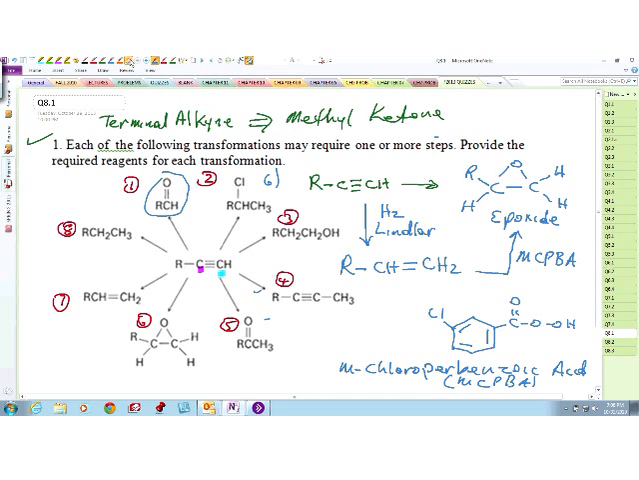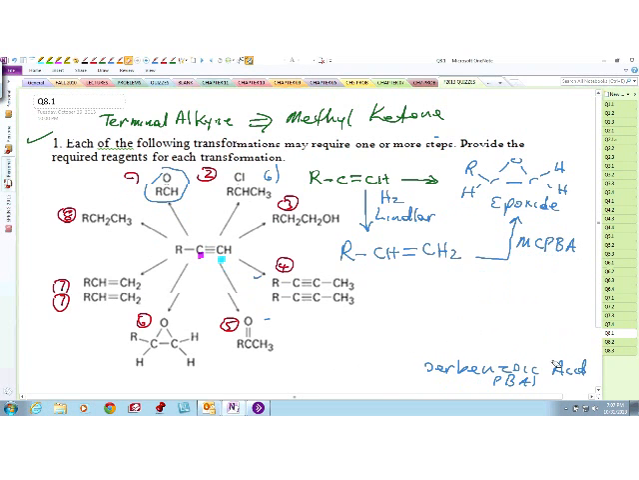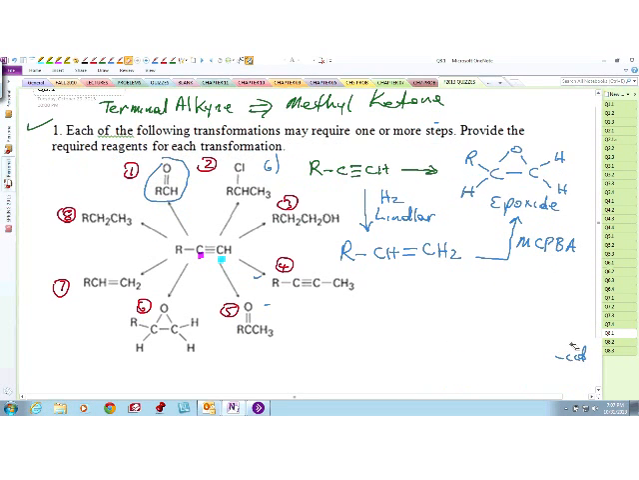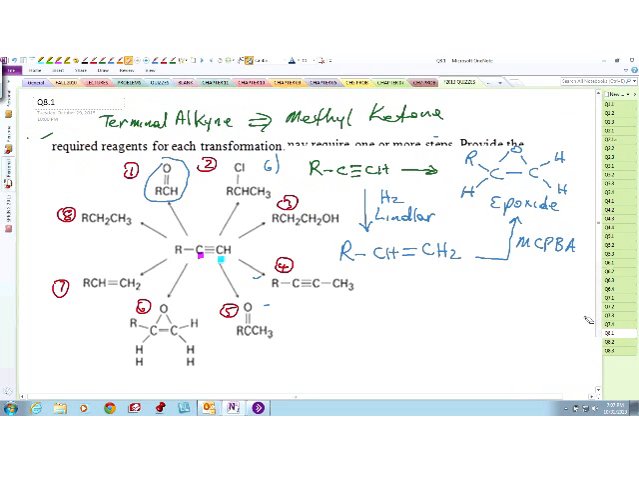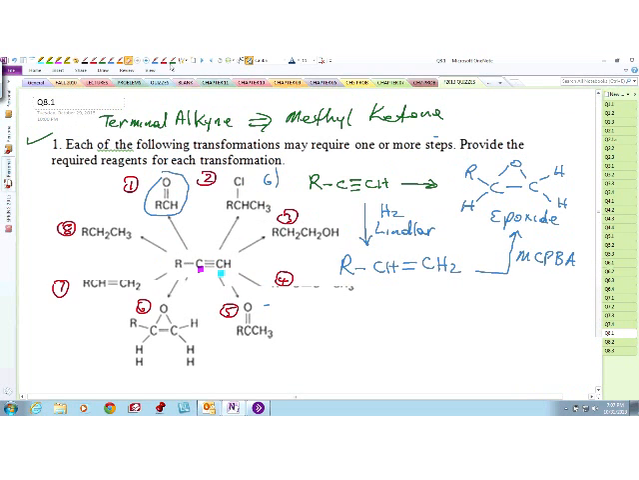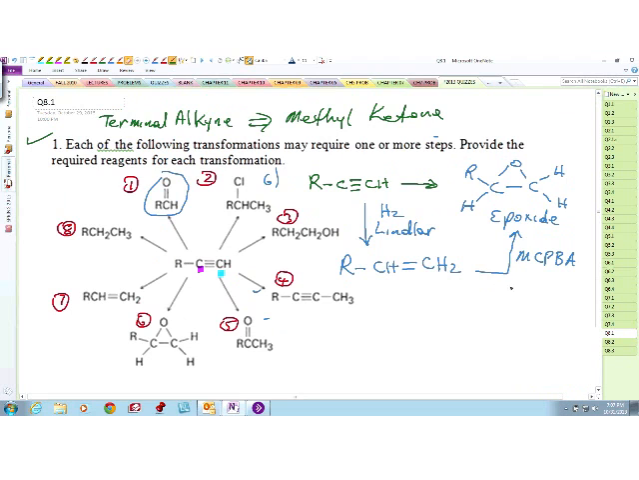What other reagent can we use for epoxidation? Since we are doing some review here, you could also use this to epoxidize a carbon-carbon double bond. Or you could do it in two steps.